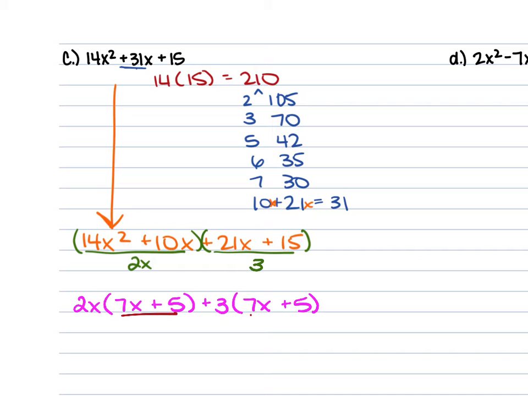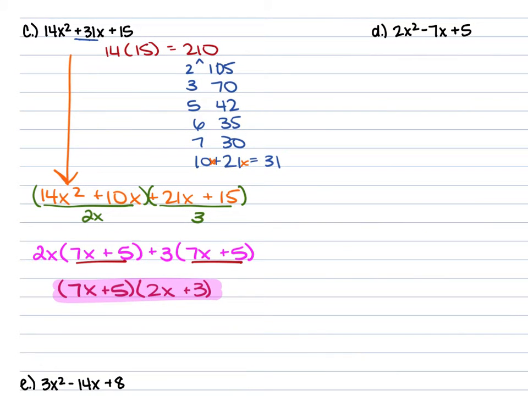Your two sets of parentheses are the same, so rewrite the 7x plus 5 once and form another set with the 2x and the positive 3. So this gives us 7x plus 5 times 2x plus 3.